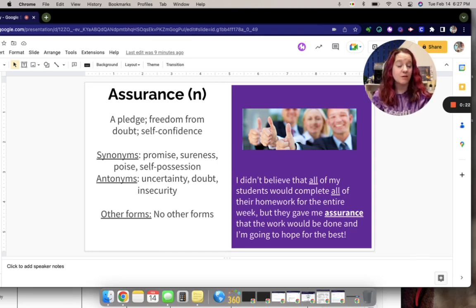Please be careful with this one. It is not a verb. It is not an action. It is not a thing you do. It is an actual thing. So it's a noun. It's a pledge, freedom from doubt, or self-confidence.